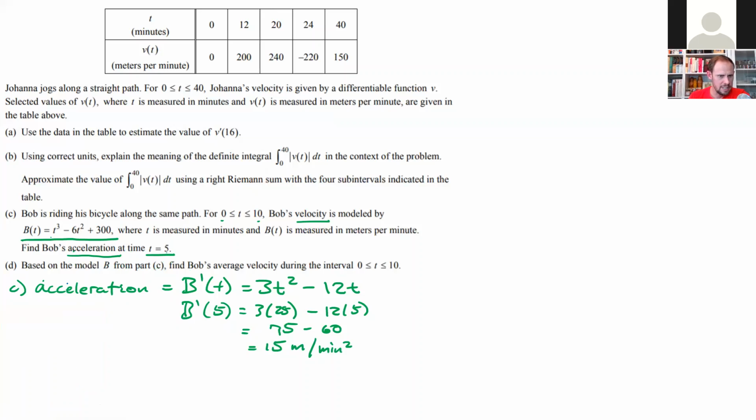And finally, part D, based on the model B from part C, find Bob's average velocity from 0 to 10. All right, well, the average velocity is just a formula.